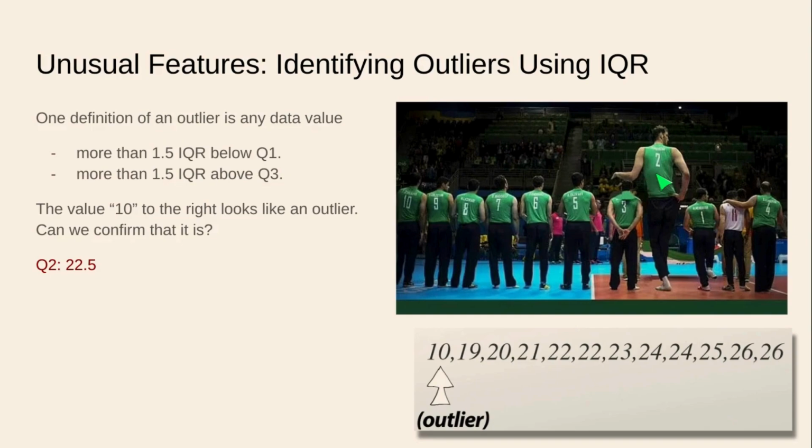Okay, so Q2, 22.5. That is between these two values right here. Then we'd say Q1 and Q3. All right. 20.5 and 24.5 are Q1 and Q3. You can try this if you'd like. Check it against my work. But we can see here that the interquartile range is 4.